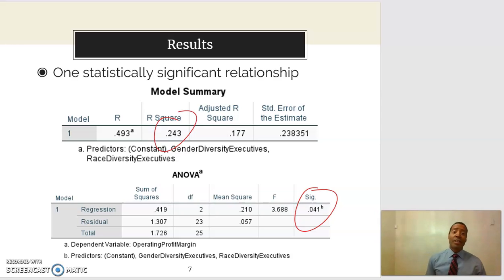The results basically showed only one statistically significant relationship, and that was between the executive level diversity and operating profit margin. No other relationships were statistically significant. For executive diversity and operating profit margin, I highlighted the key pieces of information here. The R-squared was 0.243 and the p-value was 0.41, which is less than 0.05, indicating that the R-squared is significantly greater than 0.